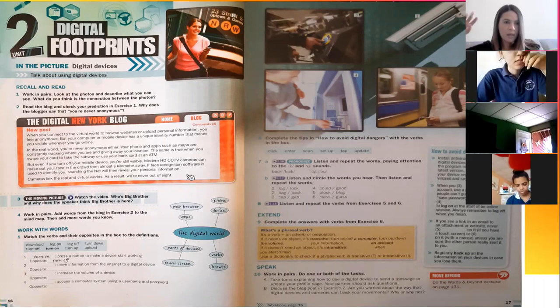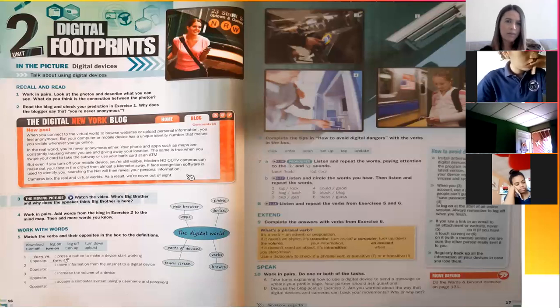Let's read the blog, this digital blog, the Digital New York blog. Let's read it and check your prediction in exercise 1. La predicción de nuestro compañero fue que todos son objetos digitales. Vamos a ver si su predicción es cierta. And be ready to answer: what does the blogger say, that you are never anonymous?